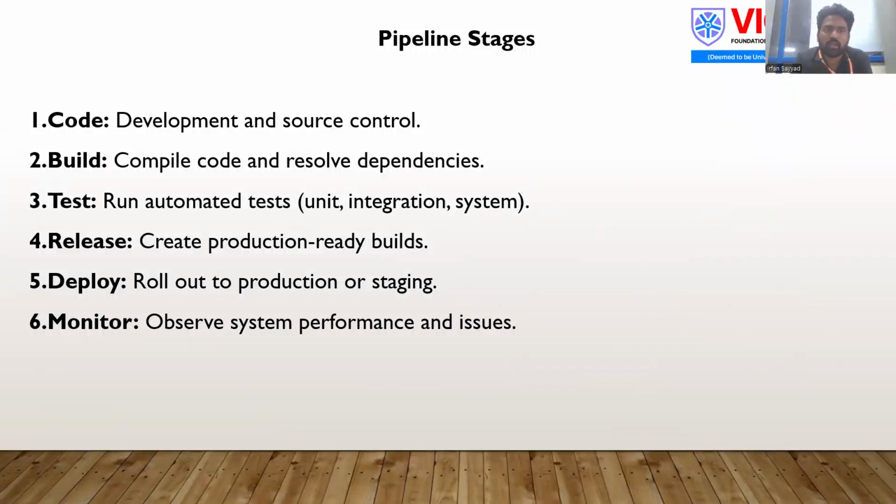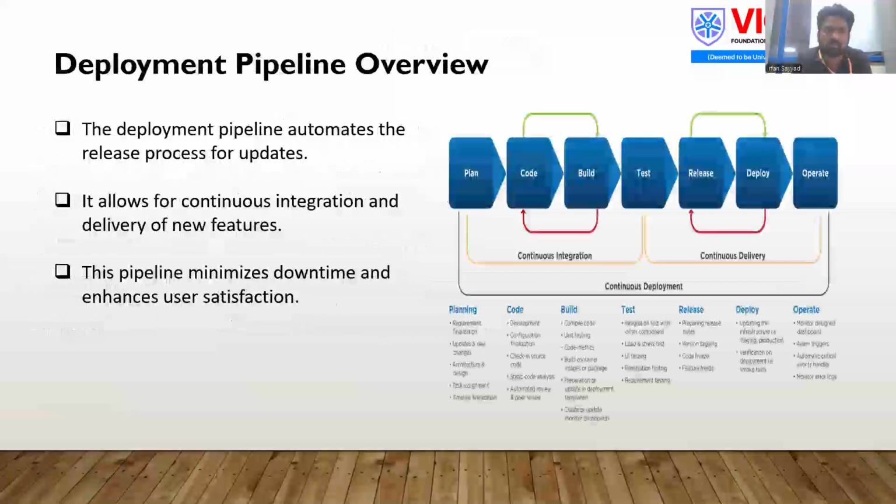So build, compile code and resolve dependencies. Test, or an automated test. That means the entire code will be tested by testers. So release, creating production ready builds, deploying through any one of the cloud resources. We are going to deploy our entire website. So monitor means we are observing whether any issues are occurring or not. So these all are handled in monitor. So this is the overall pipeline overview.